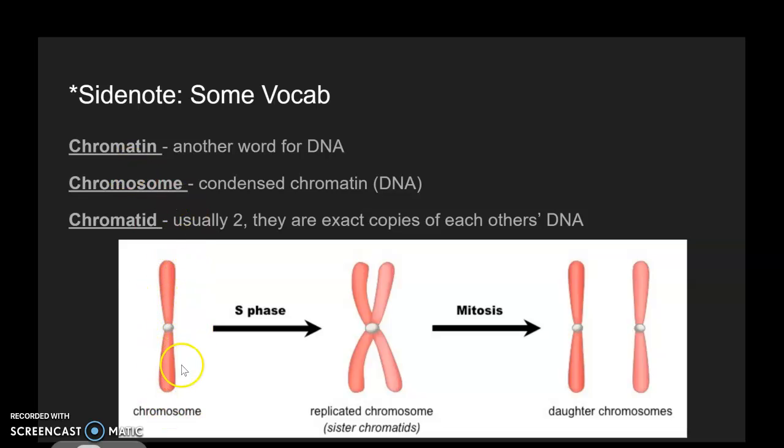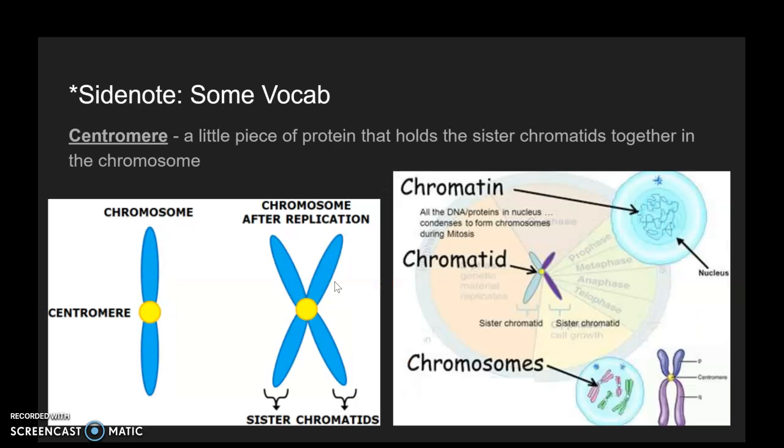So this is a chromosome. When it gets duplicated, these two are called sister chromatids. So this is one chromatid, this is another chromatid. And these are two daughter chromosomes after they're split after mitosis. And then there's a little protein called the centromere, and it holds the two sister chromatids together until they get split apart.